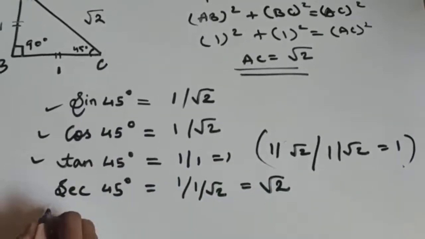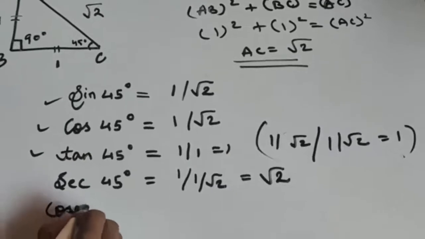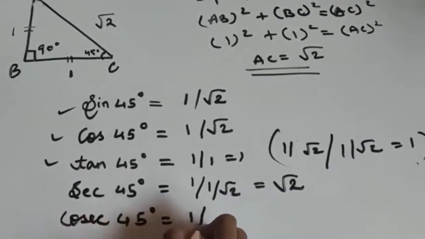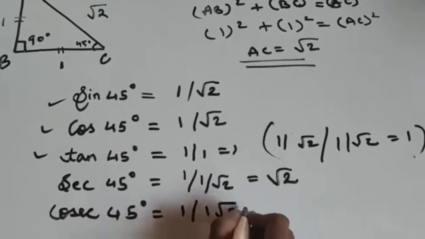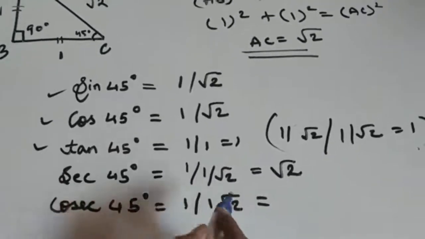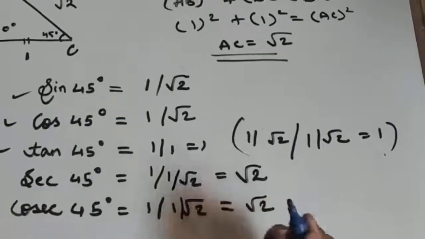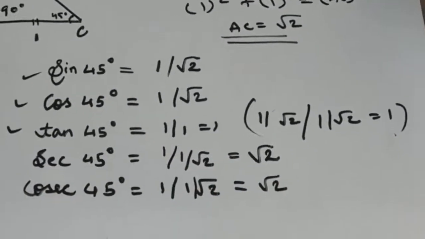Similarly, for cosec 45 degree, it will be the reciprocal of sine, which is again 1 upon 1 by root 2. So again we get the value root 2.